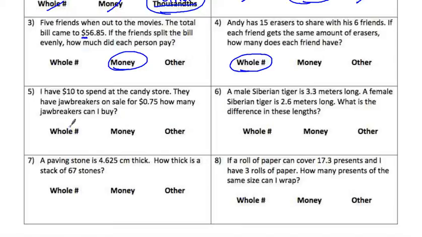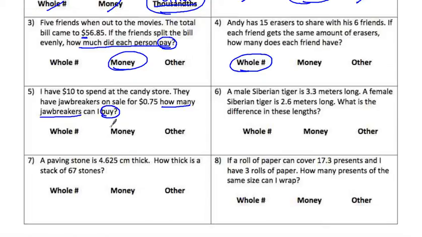Number 5, I have $10 to spend at the candy store. They have Jawbreakers on sale for $1.75. How many Jawbreakers can I buy? Now this one is asking how many Jawbreakers. In the last one, it was asking how much did each person pay. That right there was the money piece. But here I'm talking about how many can I buy.